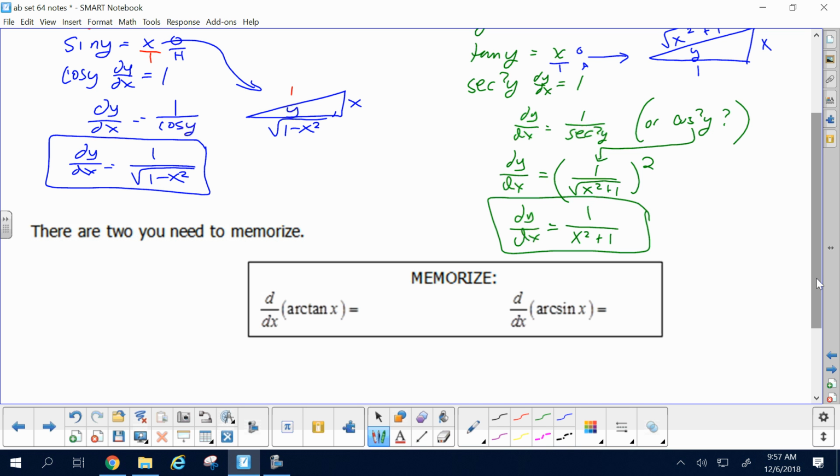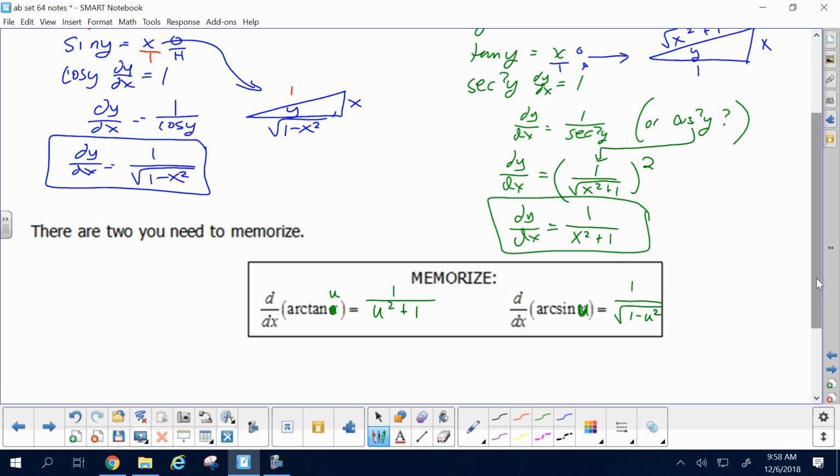in terms of what I prefer, you have 2 of these memorized and the other 4 you show the process on. Arctangent, let's call this arctangent of u. The derivative of arctangent is u squared plus 1 in the denominator. The derivative of arcsine is also one you need to know. It's 1 over the square root of 1 minus u squared.